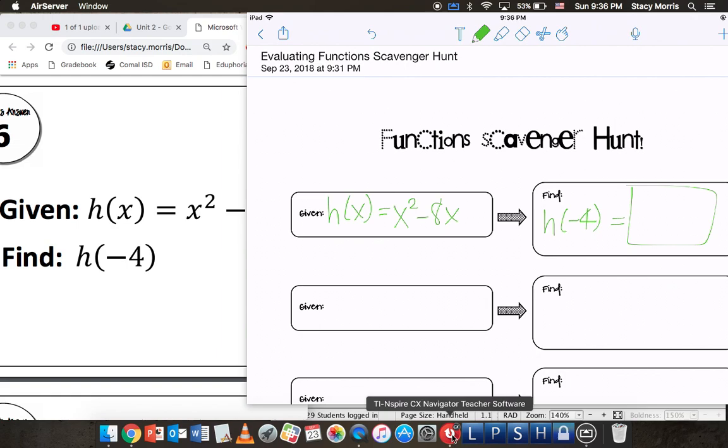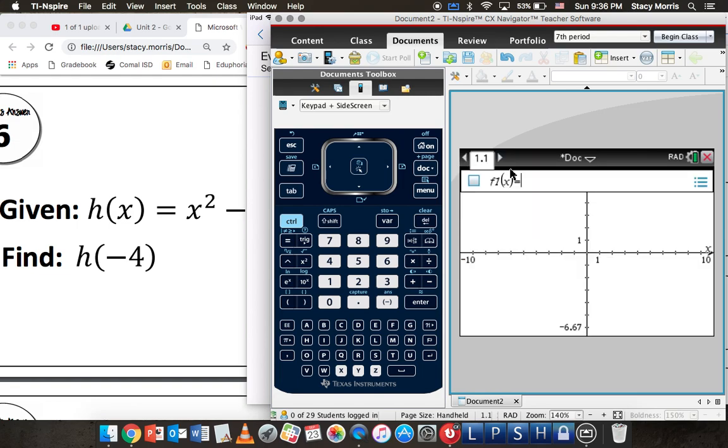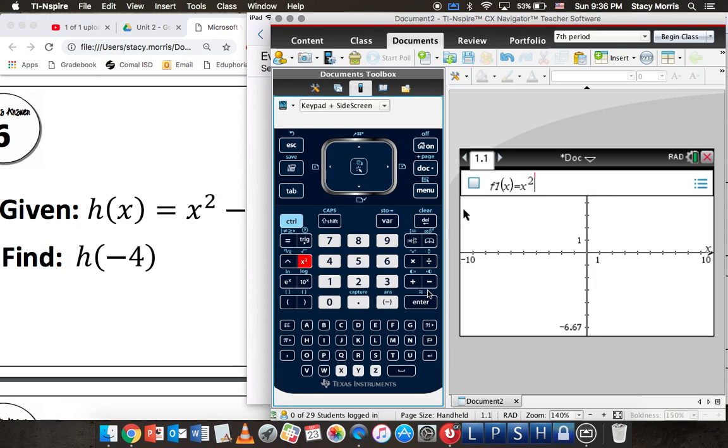All right, so using my calculator, there are two ways I showed. Probably the most common way is going to be to add a graph. So I'll show you that. Add a graph. Our equation says h of x over here. That's okay that our calculator says f of x. We want it in function notation, so we're just going to leave it like that. So we're going to type in our equation, x squared minus 8x. Then you have to push enter.